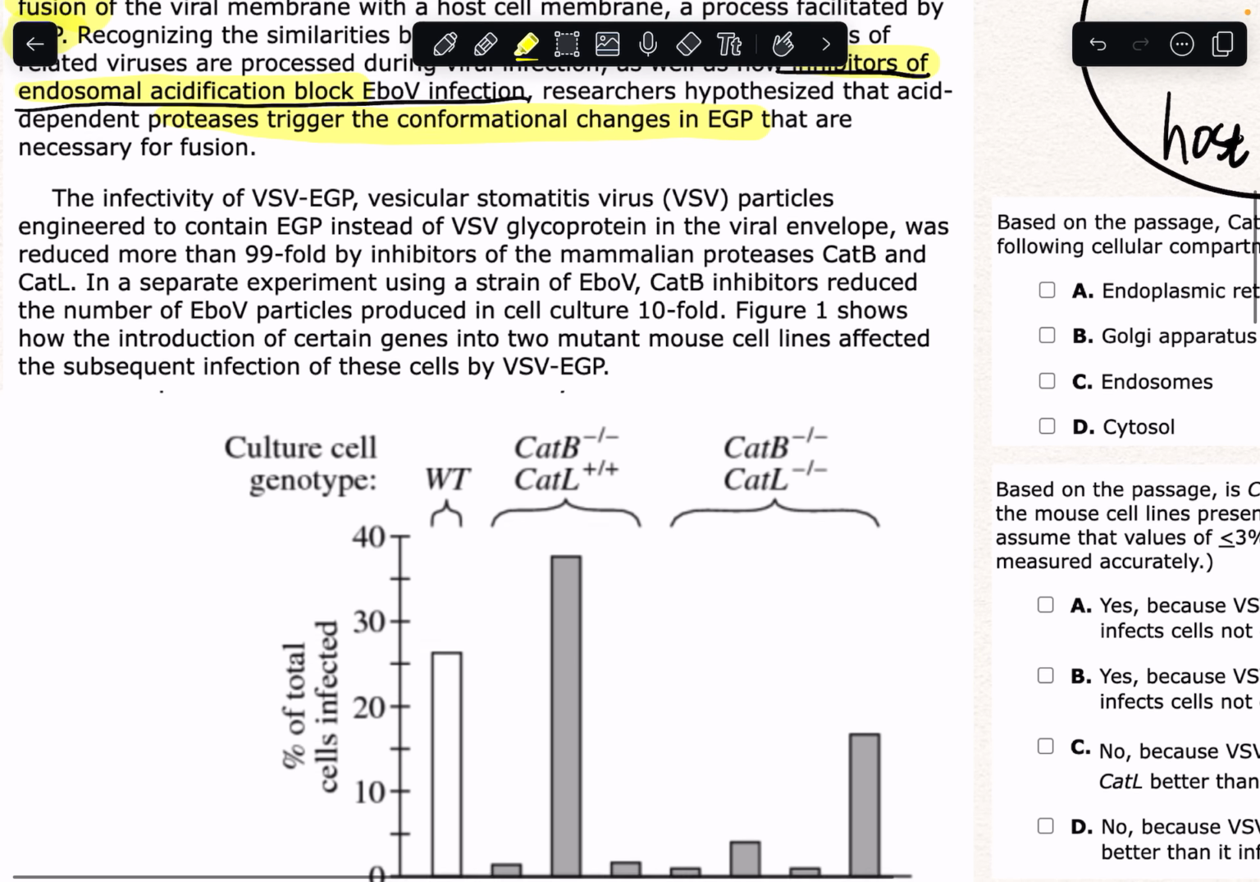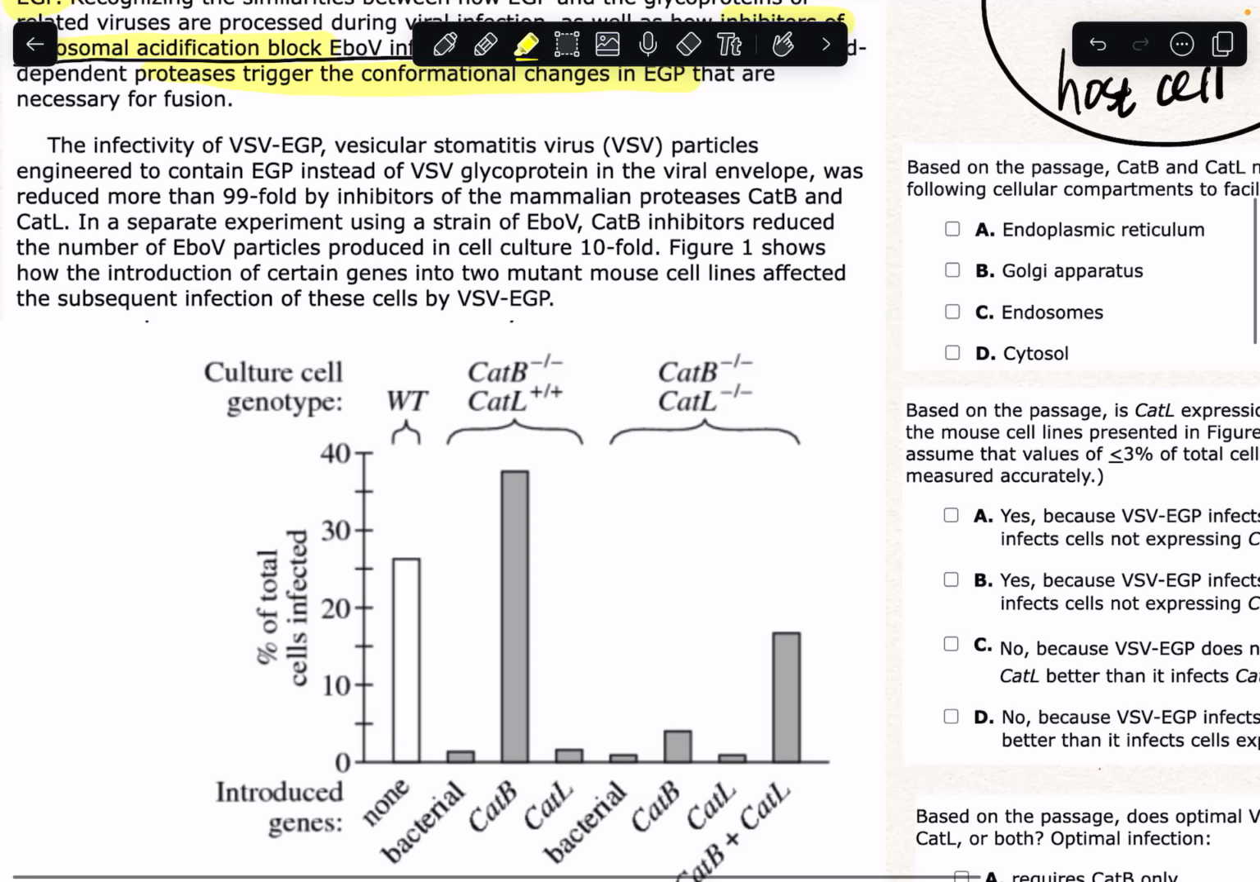The infectivity of VSV-EGP, vesicular stomatitis virus particles engineered to contain EGP instead of a VSV glycoprotein in the viral envelope, was reduced by more than, okay, what was reduced? The infectivity was reduced. When we get rid of VSV glycoprotein and have this EGP, the infectivity was reduced more than 99-fold by what? By inhibition of the mammalian proteases CatB and CatL.